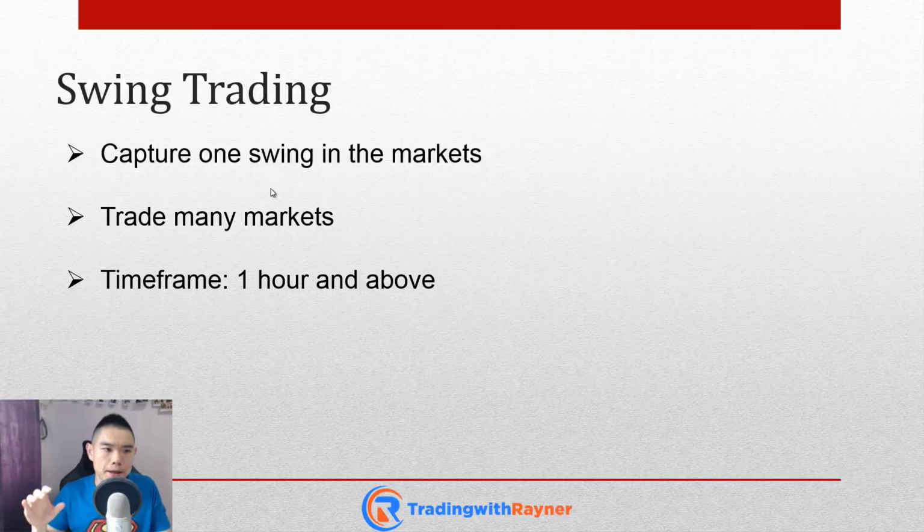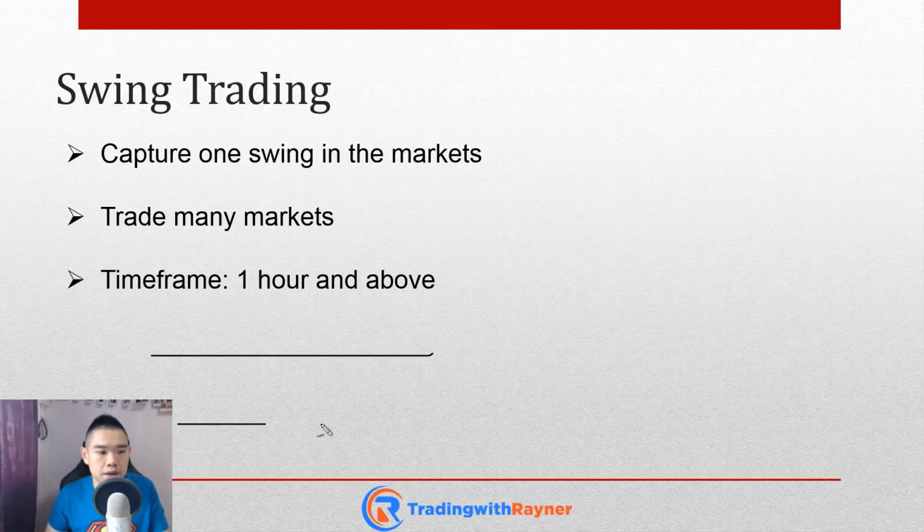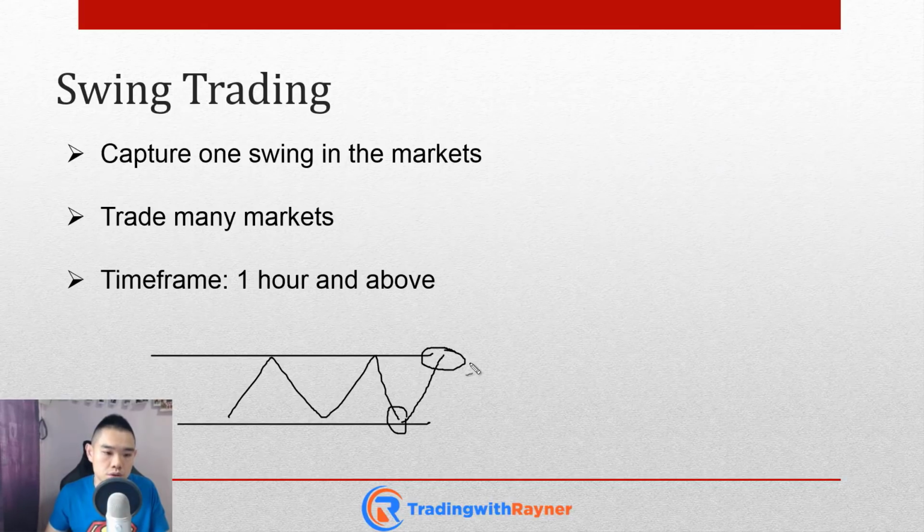So moving on, swing trading. As a swing trader, what you're trying to do is to capture one swing in the market, just one move, one wave, just one swing. So let me just illustrate to you what is one swing. There are a couple of ways this can work. For example, the market is in a range. So one swing could be, let's say, buying near the lows, and the market moves up one swing higher and you exit near the highs. So this over here, from here to here, is one swing in the markets.